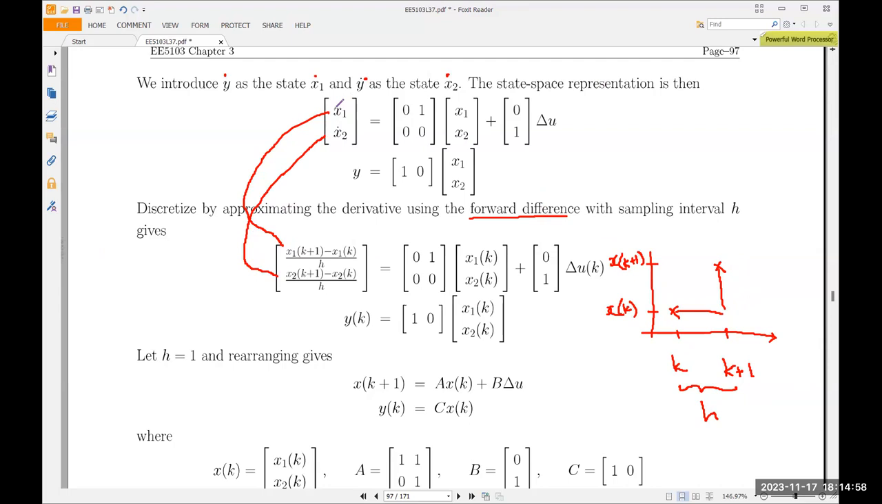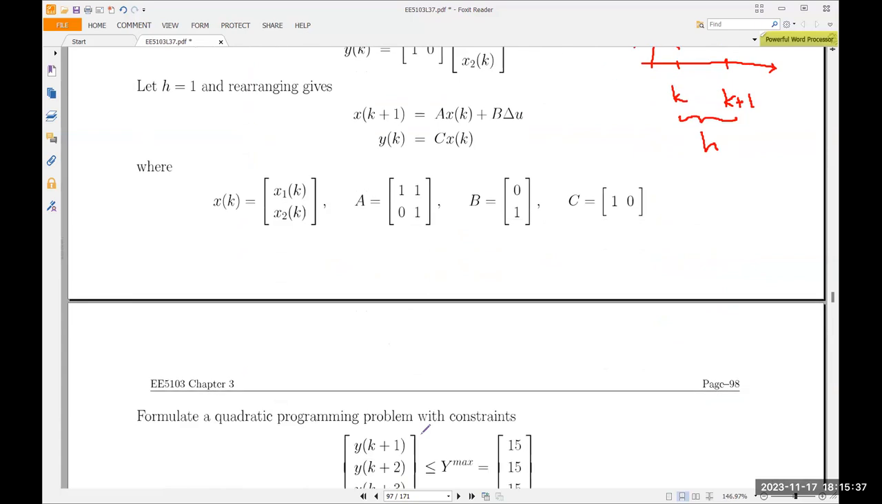So now you only need to approximate this, then all this x1, x2 just becomes the value at that instant. So it's just x1k, x2k. Delta U is just delta Uk, the value at that instant. To make life easy, I just say h is 1 second or 1 millisecond or whatever, it is just 1. So you just rearrange everything, you will then get your A, B, C, which is like that. Okay, so that is standard.